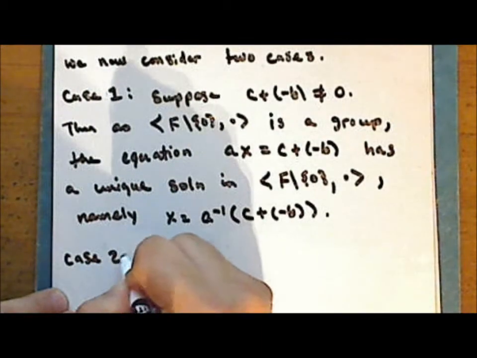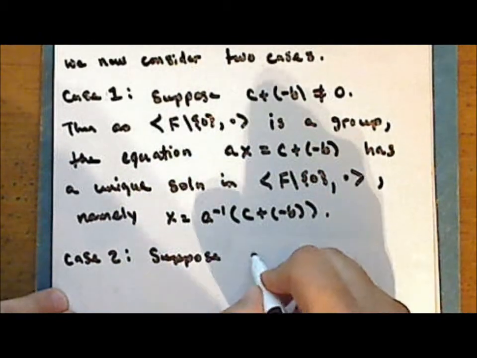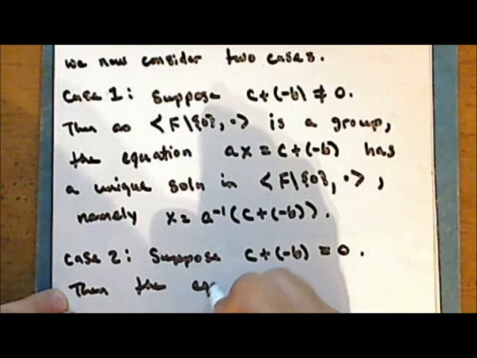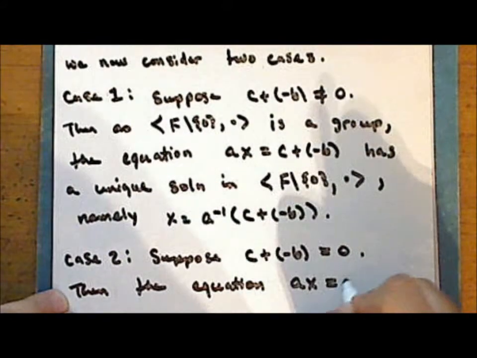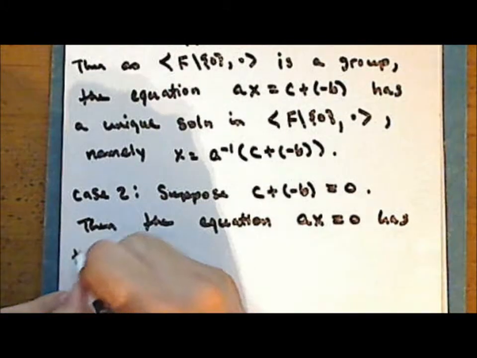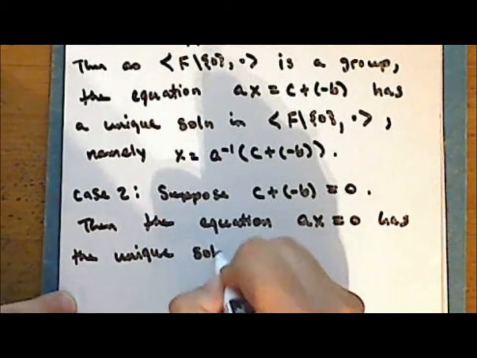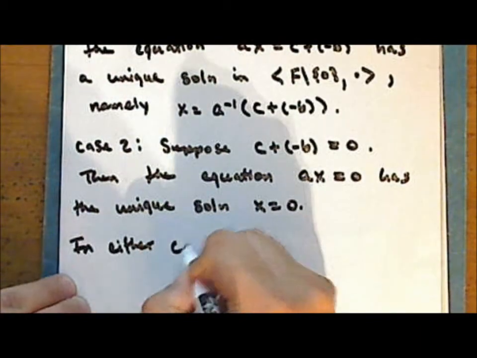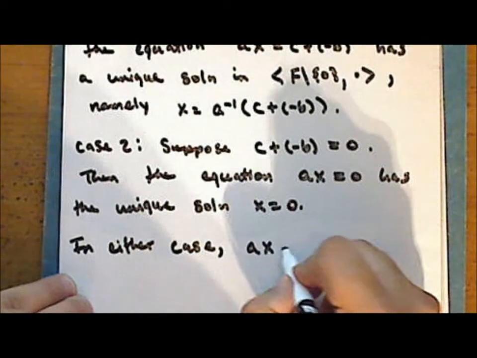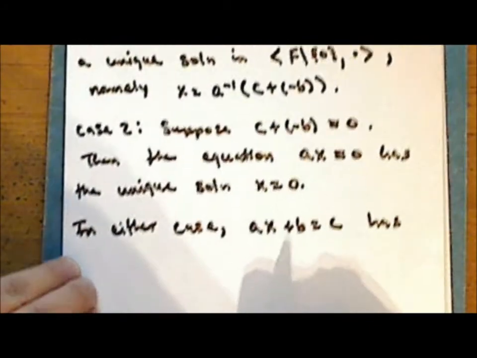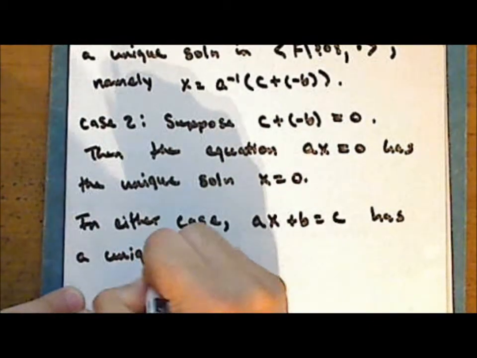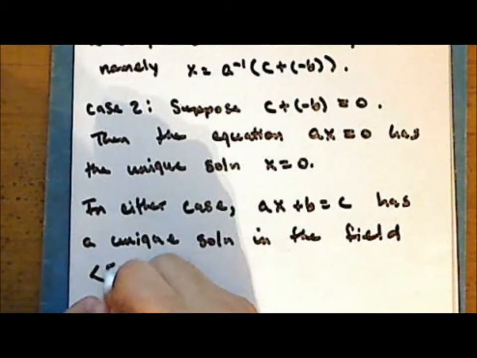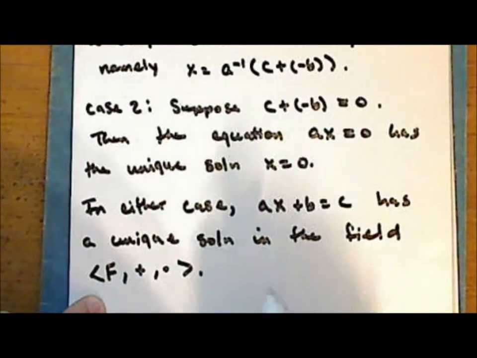So case 2, suppose that c plus the additive inverse of b is 0, then the equation a times x equals 0 has the unique solution x is equal to 0. In either case, the equation ax plus b equals c has a unique solution in the field, which consists of the entire set F under addition and multiplication. All right.